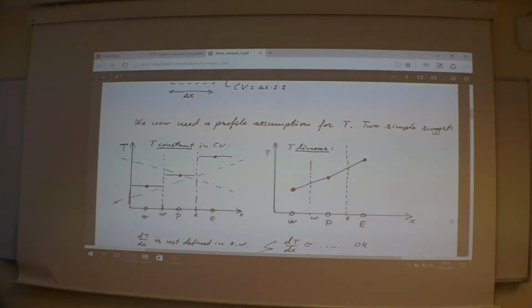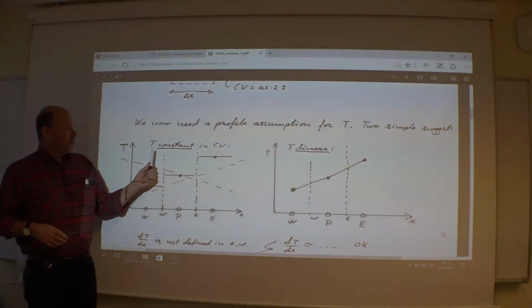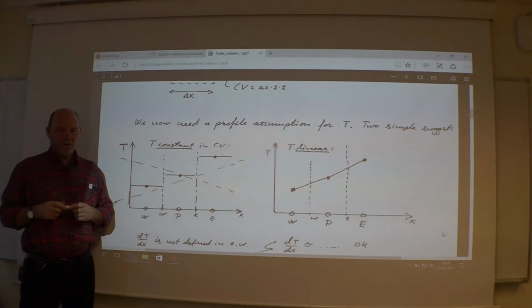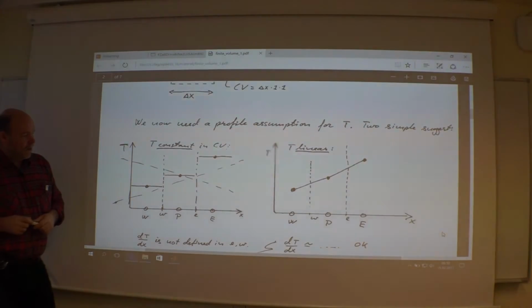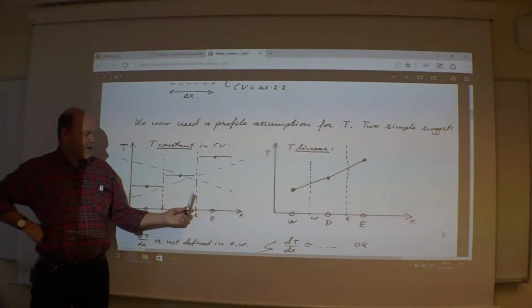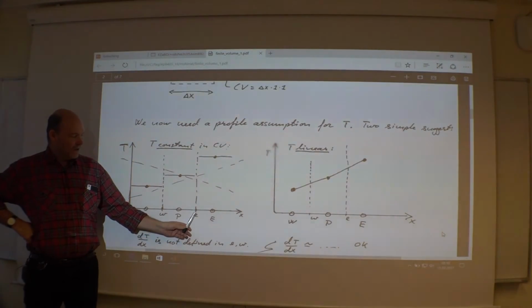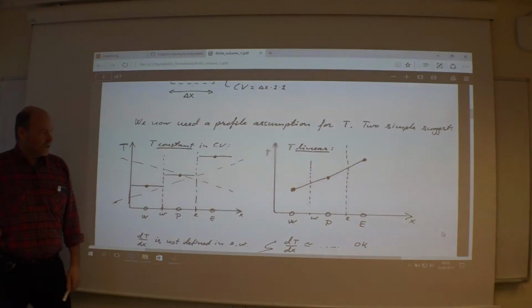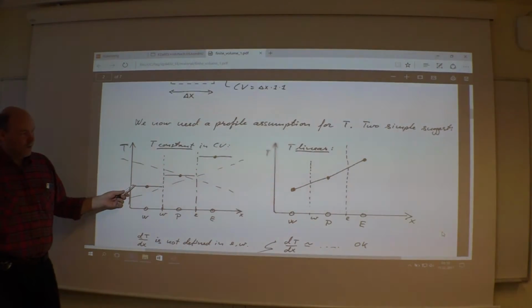So our first choice, we say the temperature is constant when you are inside one single control volume. But that one doesn't really work. You have a constant value, a constant value, a constant value. Then you can't really define a derivative here. You have a sudden jump, so it's not a continuous function. So this won't work.